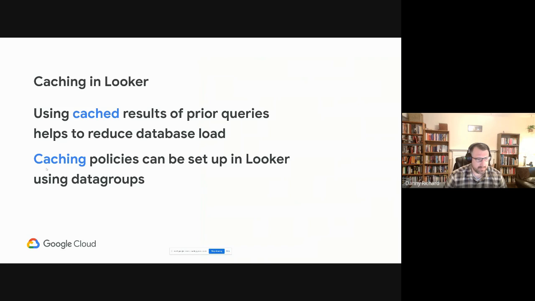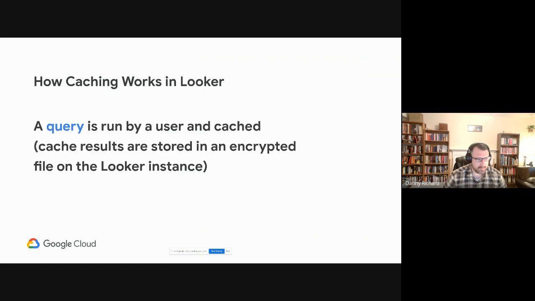So caching uses saved results from prior queries so that not every query needs to be run on the database repeatedly. This helps to reduce database load. A data group is a Looker term for a caching policy or rule. Whenever someone runs a query in Looker, the SQL and its results are stored in an encrypted file on the Looker instance. That's how caching works.